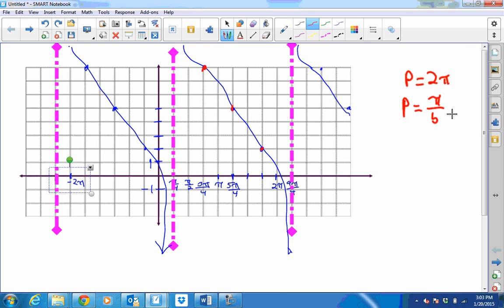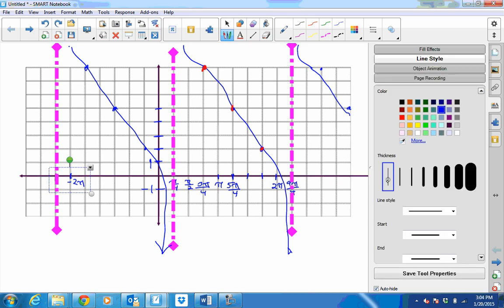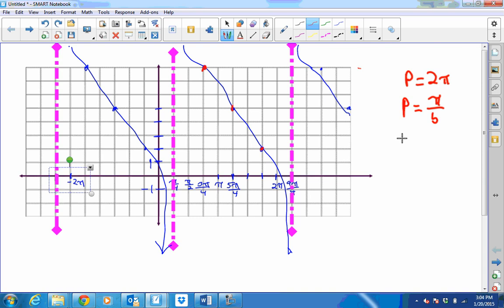So the first thing we'll do is solve for b. We'll say that 2 pi equals pi over b. And so we're going to get that 2 pi b equals pi, and b is equal to 1/2. So we have our first variable.